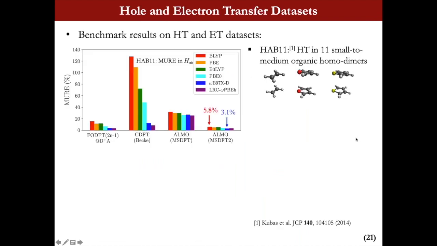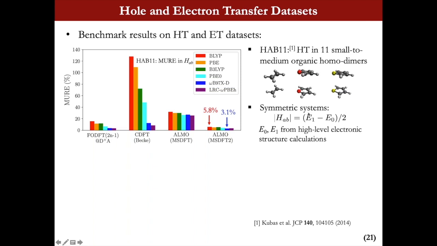And we benchmarked our method on a variety of hole and electron transfer systems. Let's first look at the hole transfer dataset, the HAB11. These are organic homodimers, which are fully symmetric. So one can accurately determine the diabatic coupling using high-level electronic structure calculation for the first excitation energy. And our method shows pretty good accuracy for these diabatic couplings in the hole transfer systems. The best performance is achieved with range-separated hybrid functionals, and even when moving to pure GGA functionals, the performance is not much worse.